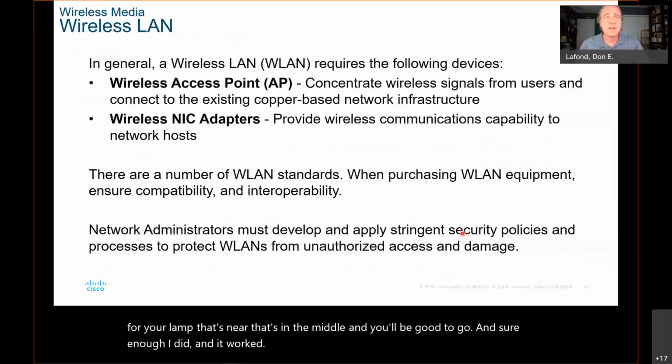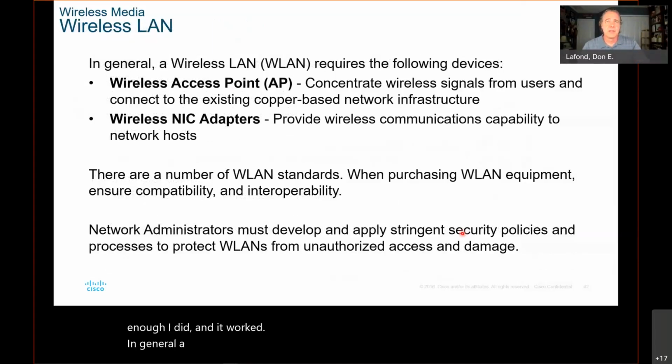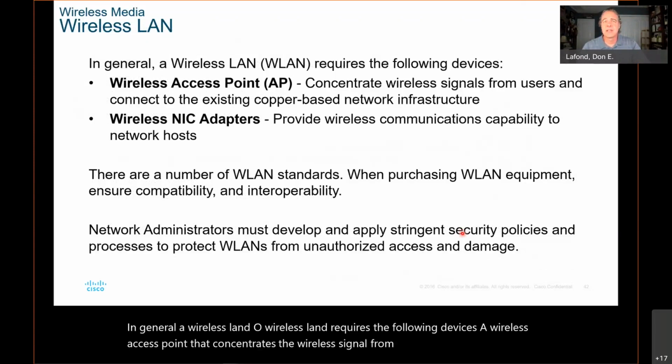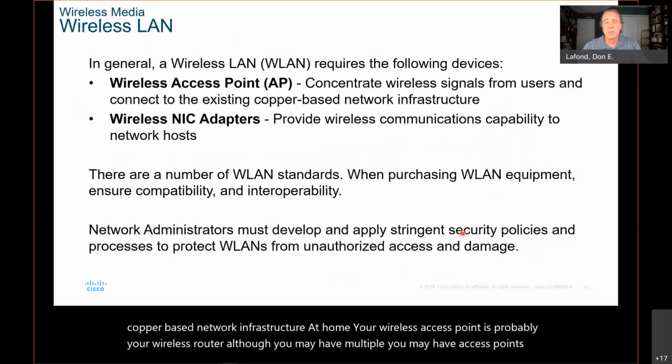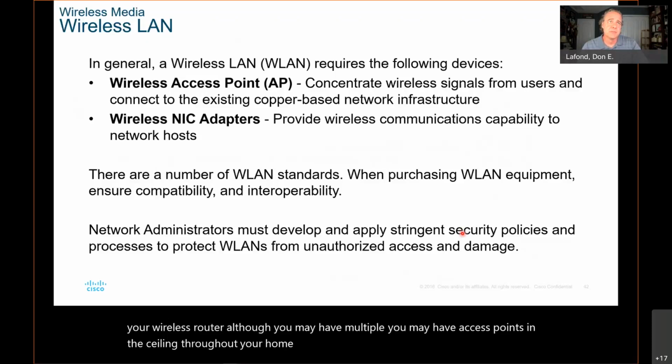In general, a wireless LAN requires the following devices: a wireless access point that concentrates the wireless signal from users and connects to existing copper-based network infrastructure. At home, your wireless access point is probably your wireless router. Although you may have access points in the ceiling throughout your home, we definitely have them at the school. And each one of those wireless access points rebroadcasts the signal.